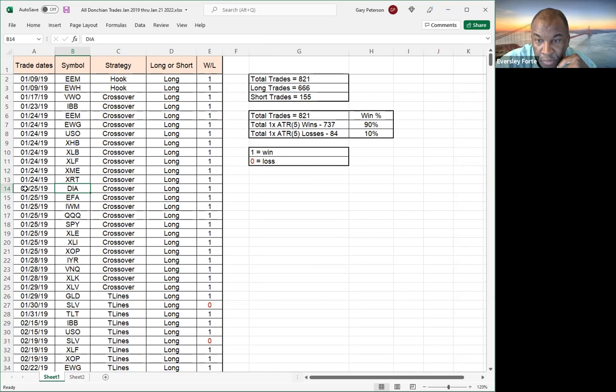Because what the big difference is, DIA has more volume, more open interest. So your bid-ask spread is going to be pennies wide. XLI's options are not as heavily traded, so it has a lower open interest and the spreads might be wider.